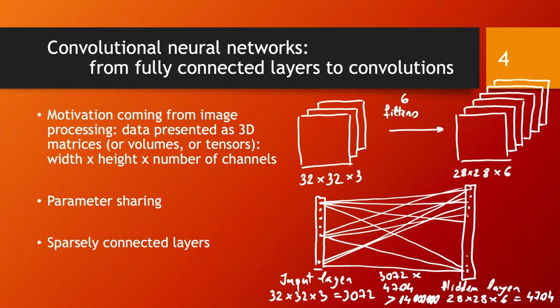Now, the point here is that, as a matter of fact, these 14 million parameters in this first hidden layer are not independent from each other. And the way to realize this is that we really only want to implement 6 filters. And these filters, they are fixed, I mean, each one of them is a fixed transformation.